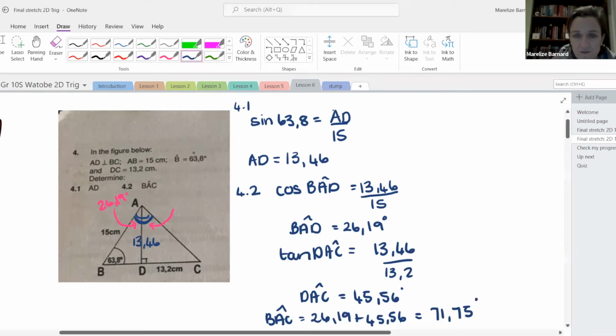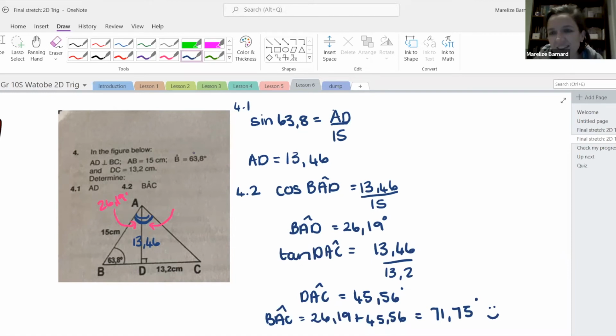$71,75. Okay, shout if you got it. Please don't all shout, but let us know if that is what you got by giving us a thumbs up. If you used another way, let us know, because there are other ways.